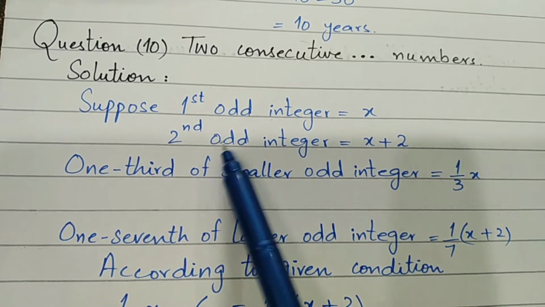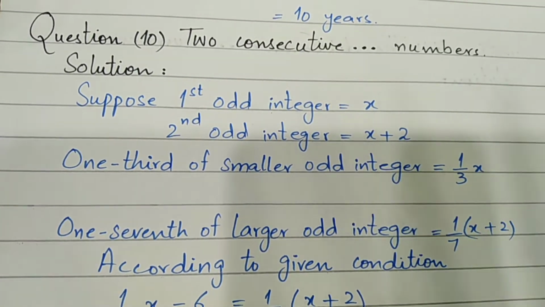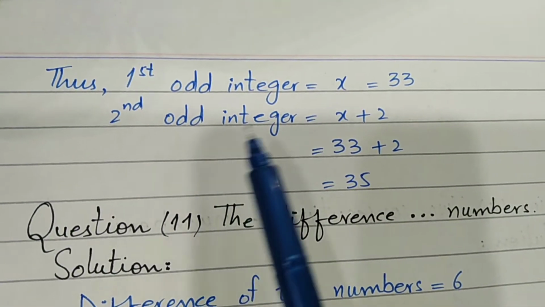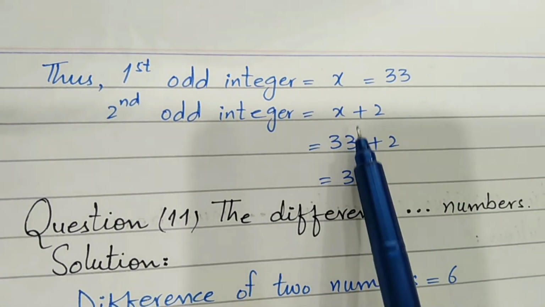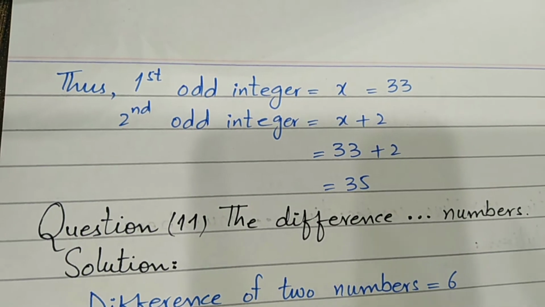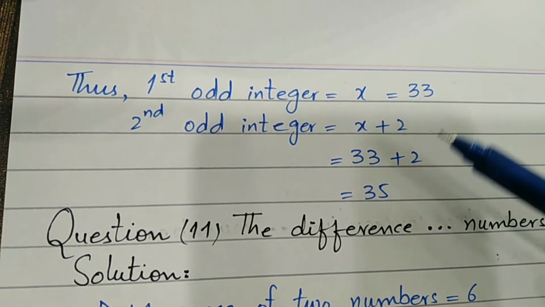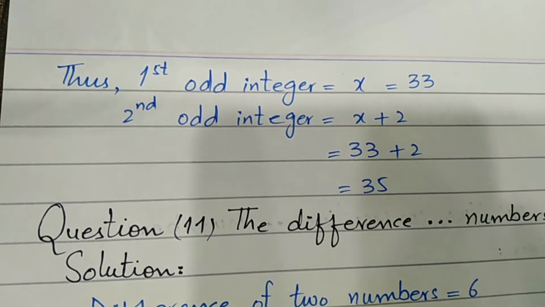Now we have to find the second odd integer by putting the value of x. The second odd integer equals x plus 2, that is 33 plus 2, we get 35. So the first odd integer is 33 and the second odd integer is 35.